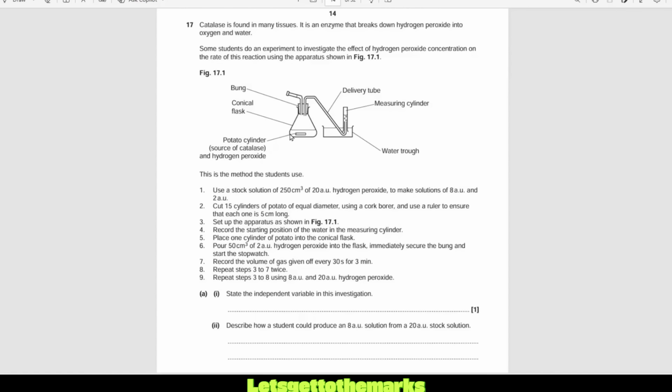Well, actually, it's a potato cylinder sitting in a solution of hydrogen peroxide, H2O2, and the potato is the source of catalase. Right, we've got a delivery tube, so any gases that are released can come down here. We have a measuring cylinder here to measure the volume of the gas, and we have a water trough. Okie dokie, this is the method the students use.